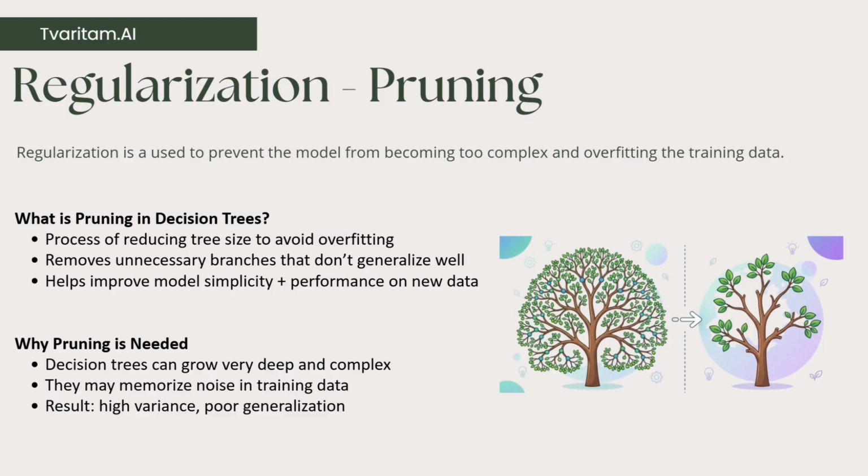Decision trees can easily become very complex. If we allow them to grow without any restriction, they keep splitting until they almost memorize the training data. This leads to overfitting, where the model performs very well on training data but poorly on unseen or testing data.